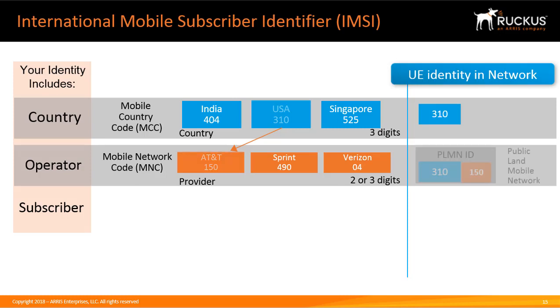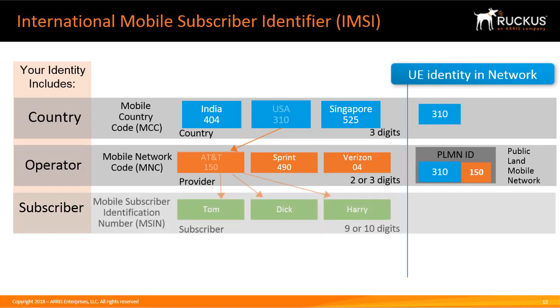These 2 values, MCC and MNC, make up what is known as the Public Land Mobile Network ID of the provider. This PLMN ID is a common term that is used often in the standards set forth by the 3GPP organization. Lastly, a unique number known as a Mobile Subscriber Identification Number, consisting of 9 or 10 digits, completes the IMSI, which is then used as the identifier of the UE equipment virtually anywhere in the world.